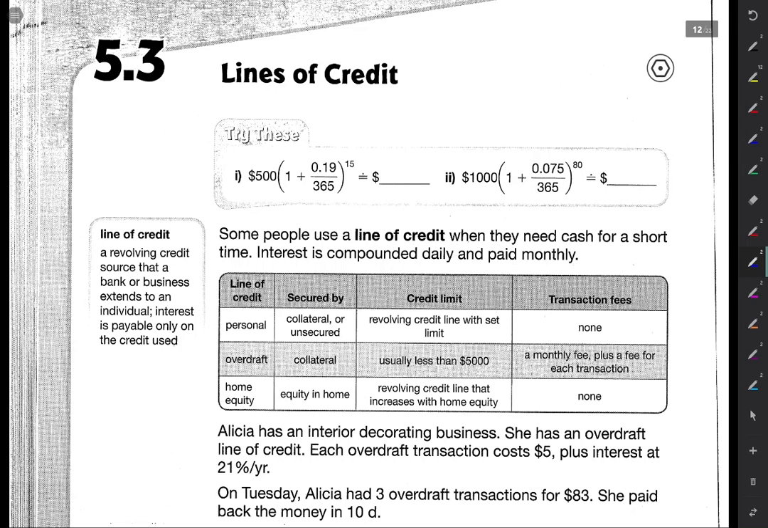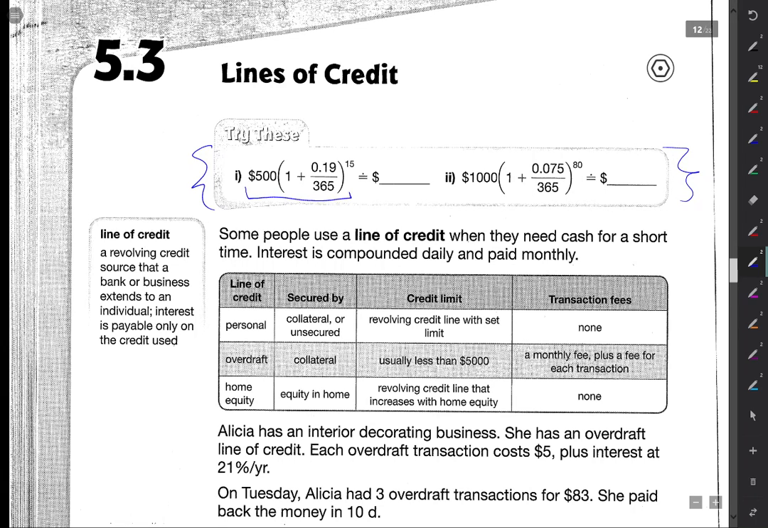Next, we're going to be looking at lines of credit. But first, let's try these questions up here. And if we plug this correctly in our calculator, you should get $503.92. And then for the second one, you should get $1,016.57.